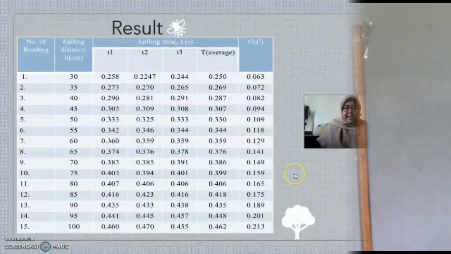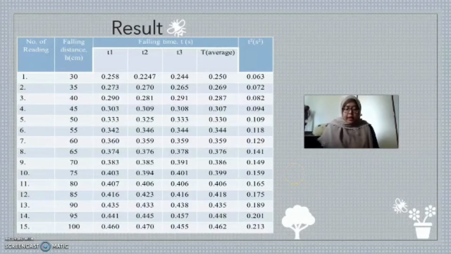Okay, next we will go to the discussion part. From this experiment, for each value we take 3 readings of the time taken. Then we calculate the average value of the time taken. We take the measurements from 100 cm to 30 cm. And lastly, we tabulate and record the data of the results obtained.